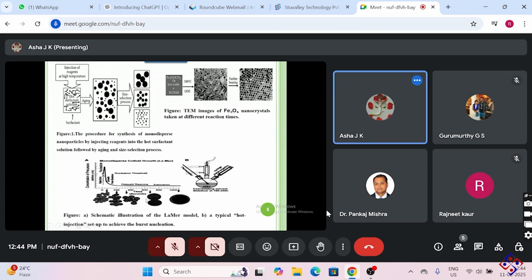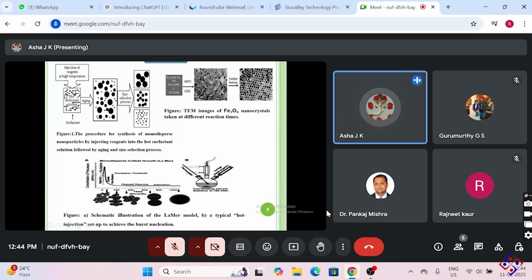After the post-growth refining, smaller particles dissolve and contribute to the growth of the larger particles, so that we get a large-sized nanocrystal. And here the second image explains the hot injection synthesis setup. That is the hot injection synthesis setup.